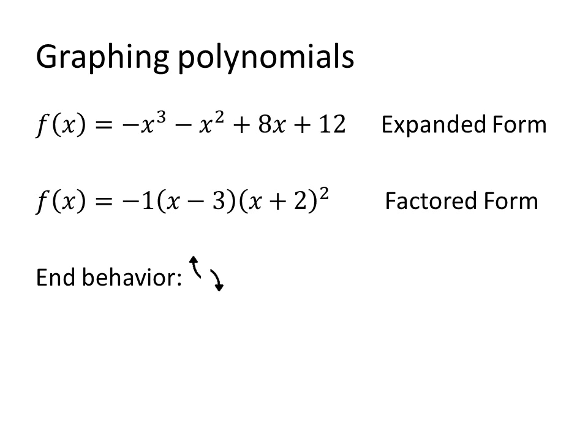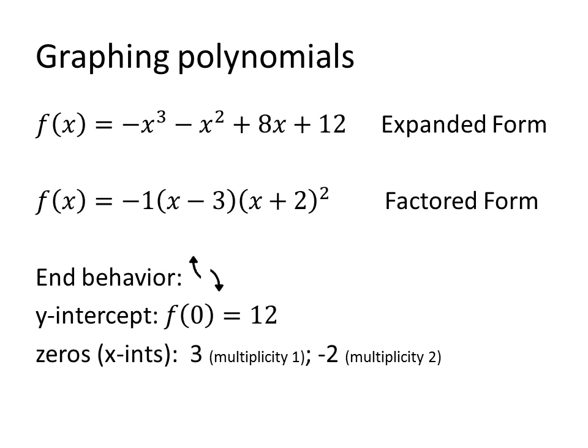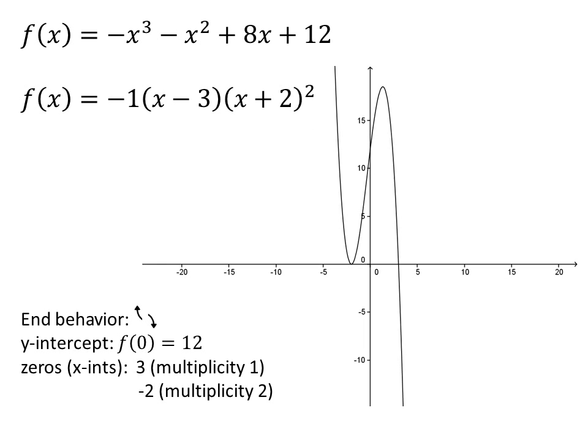First, the end behavior can be found by looking at the leading coefficient. The y-intercept can be found by looking at the constant term, and the x-intercepts and their multiplicities can be found by looking at the factored form of the polynomial. With this information, it's pretty easy to graph at least a sketch of that polynomial function.